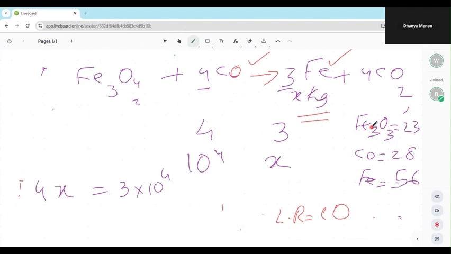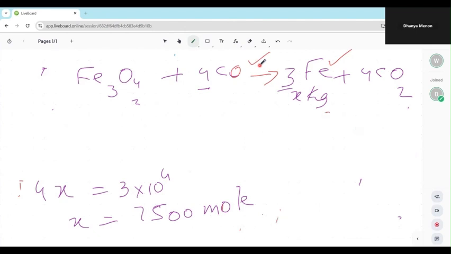So we get x as 7,500 moles. They did not ask for the moles, they asked for the mass. So this is the number of moles. From the moles, is it possible to find the mass? If moles are given, you can find out the mass. How? By multiplying. Here they have mentioned the answer in kg. So your sum is not over.